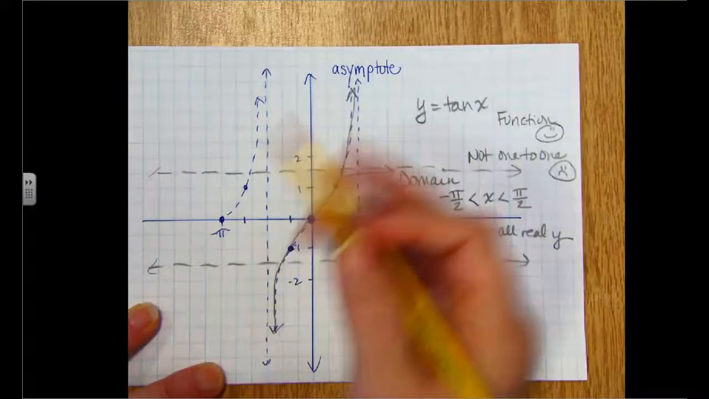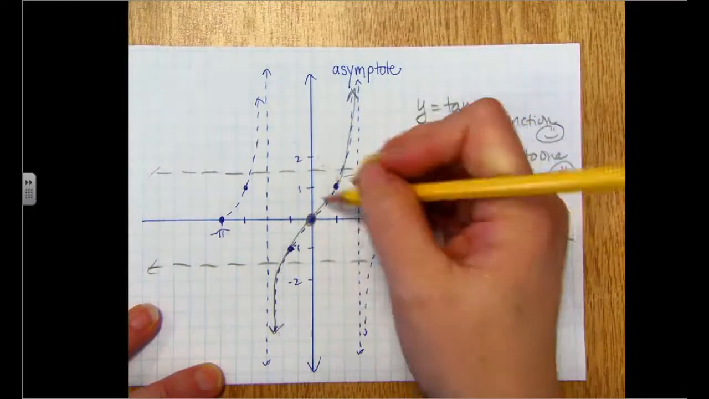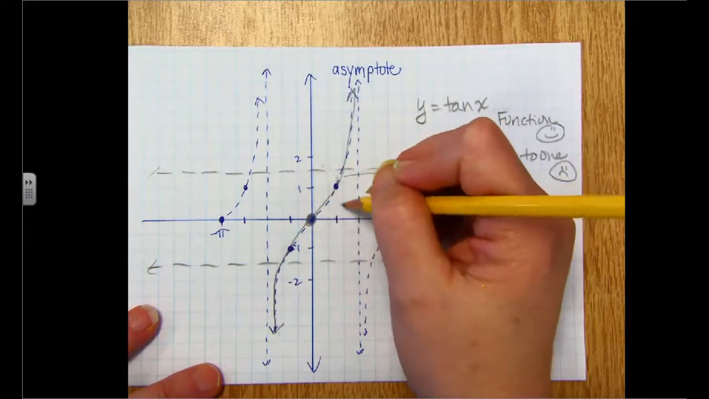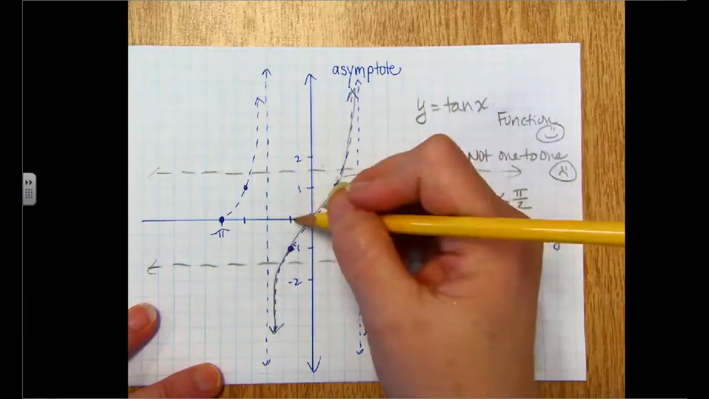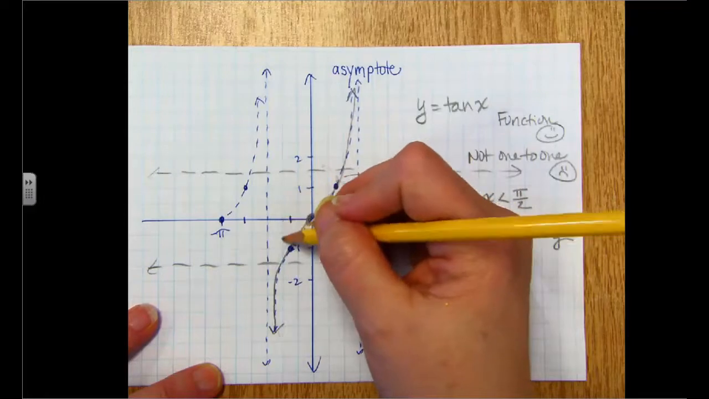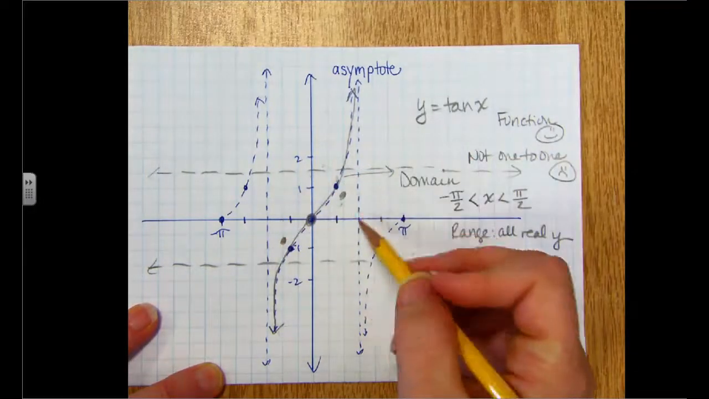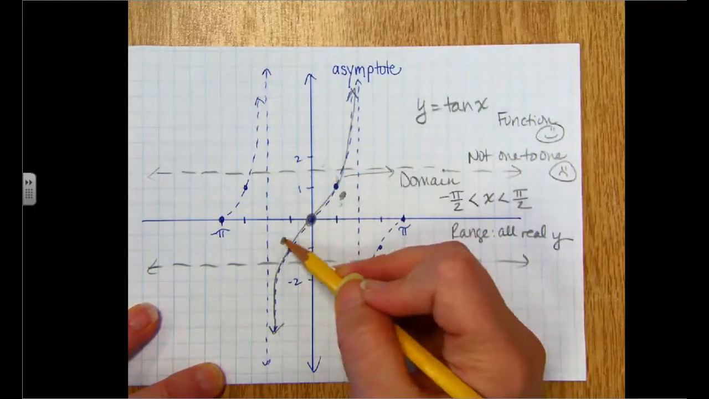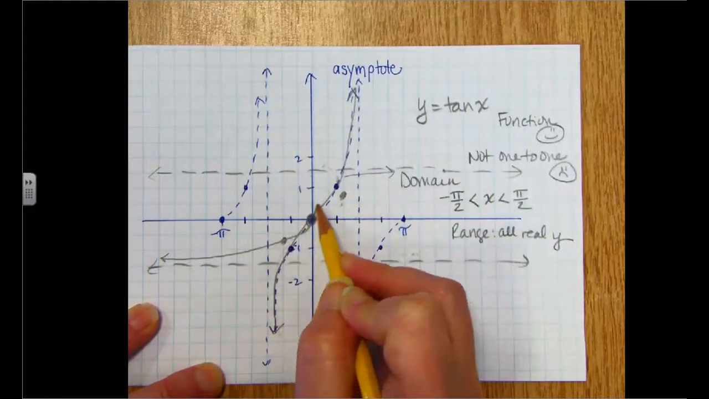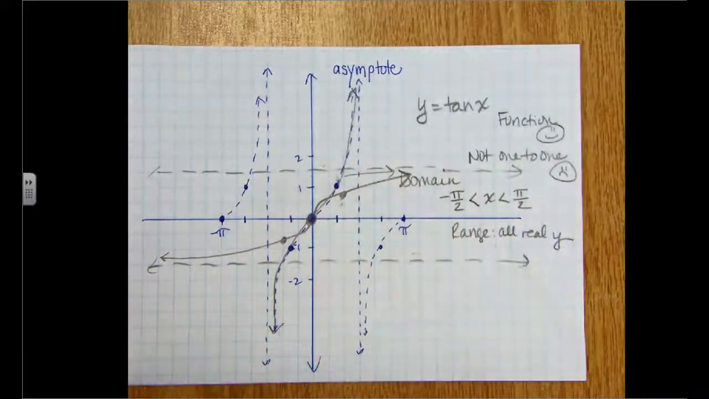And then again, I count blocks to switch my x and y values. 0, 0 stays put. Here I went over 1.5 and up 2 blocks, so I'm going to go over 2, up 1.5. Left 1.5, down 2, reflects to down, left 2, negative 1.5. And again, if you imagine reflecting it over the y equals x line, it helps you get the shape of your inverse tan graph a little better. And there it is.